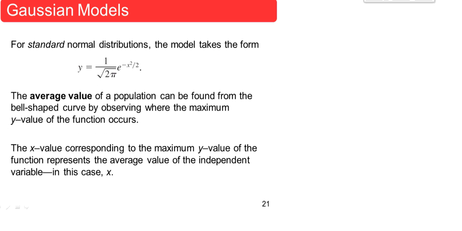For standard normal distributions, the model takes this form: y equals 1 over the square root of 2 pi times e to the negative x squared over 2. The average value of the population can be found from the bell-shaped curve by observing where the maximum y value of the function occurs. The x value corresponding to the maximum y represents the average value of the independent variable. In this case, that's x.